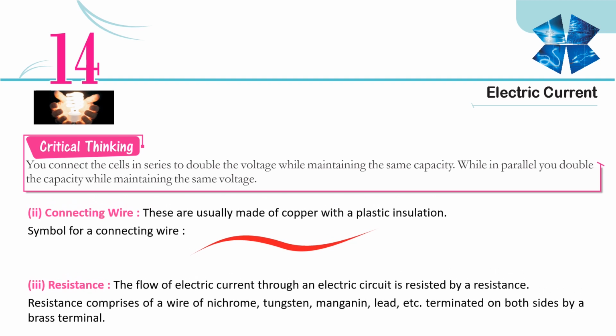2. Connecting wire. These are usually made of copper with a plastic insulation. Symbol for a connecting wire. 3. Resistance. The flow of electric current through an electric circuit is resisted by a resistance. Resistance comprises a wire of nichrome, tungsten, manganese, lead, etc., terminated on both sides by a brass terminal.